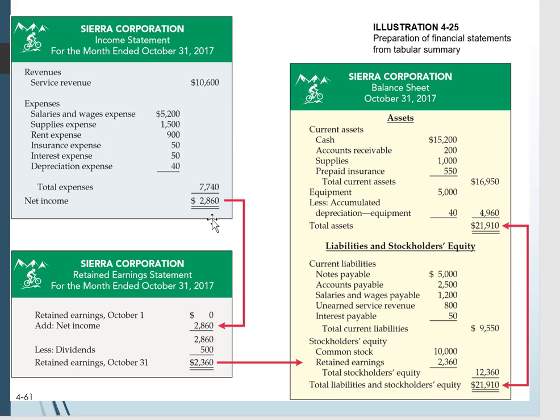So again, we see the income statement connects to net income. Net income connects to the retained earnings statement. We adjust that for dividends. Then retained earnings is part of the equity section of the balance sheet. So now we can create the balance sheet, the income statement, and the retained earnings statement at the end of the accounting period.